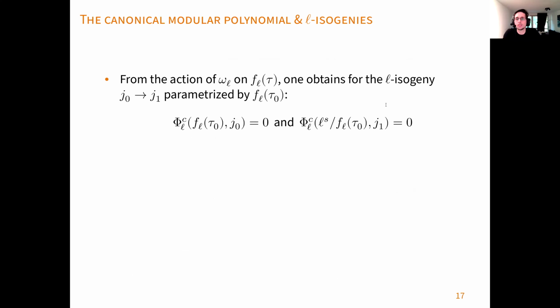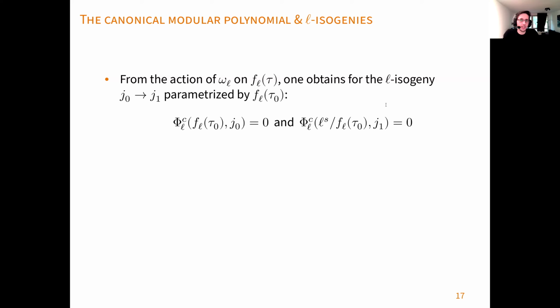Explicitly, what this means is if we look at an l-isogeny that is parameterized by such an FL tau 0, and we reconsider the action of this omega L, then we see that the pair FL tau 0 and J0 has to give a pair of points at which the canonical modular polynomial vanishes. And additionally, this L to the S over FL tau 0, together with J1, the target j-invariant, also has to give a pair of points at which the canonical modular polynomial vanishes.